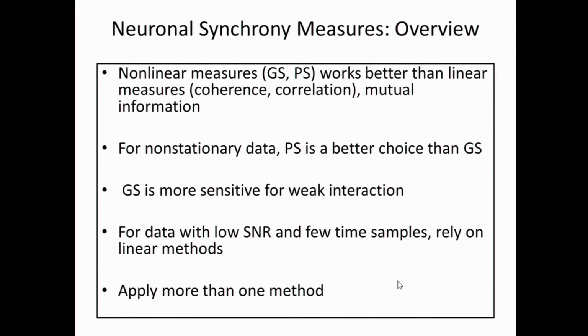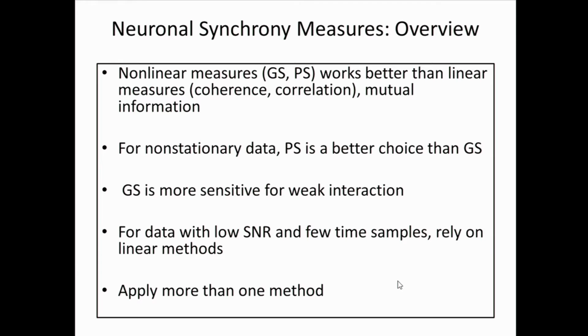Generalized synchrony, although used a little less in task-related activity, mainly because it needs a longer period of data, is sensitive to weaker interactions. But if your data are really noisy, or you have shorter time samples, then linear methods still outperform, because nonlinear methods are very sensitive to noise, data quality and data length. In terms of noise performance, for additive noise the linear methods work very well.